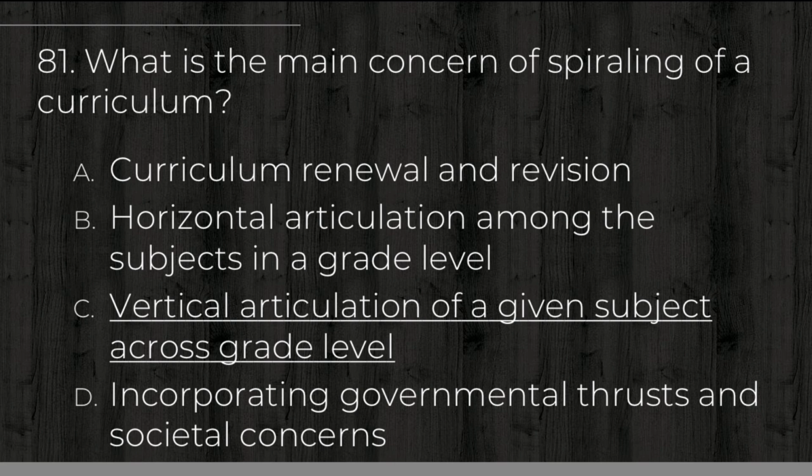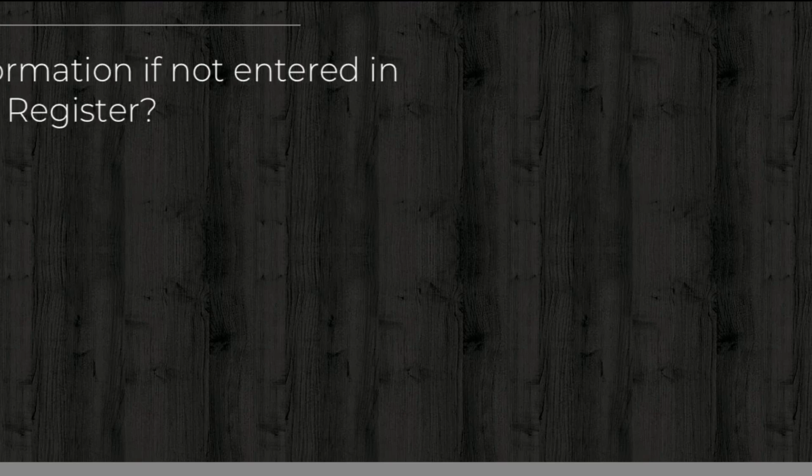Yung letter A, curriculum renewal and revision. So, this refers to updating curriculum content, not spiraling. Yung letter B naman, this focuses on connections between subjects in the same grade, not across different levels. At yung letter D ay important but not related to spiraling curriculum. Number 81 ay letter C.